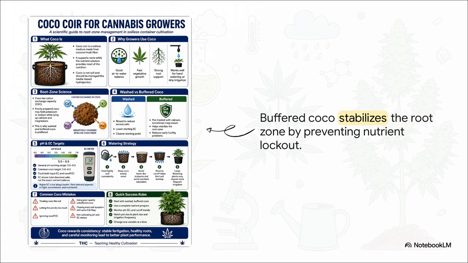Now, what's really interesting about this slide is the unique chemistry of cocoa coir. Raw, unwashed cocoa has negatively charged sites that just naturally hold on to potassium and sodium. If you plant directly into poorly prepared cocoa, it's going to aggressively tie up the calcium and magnesium you're trying to feed your plant. That causes massive stress. And that right there is exactly why we use washed and buffered cocoa. It's pre-treated with calcium to stabilize the root zone, ensuring your plant actually gets the food you're giving it.